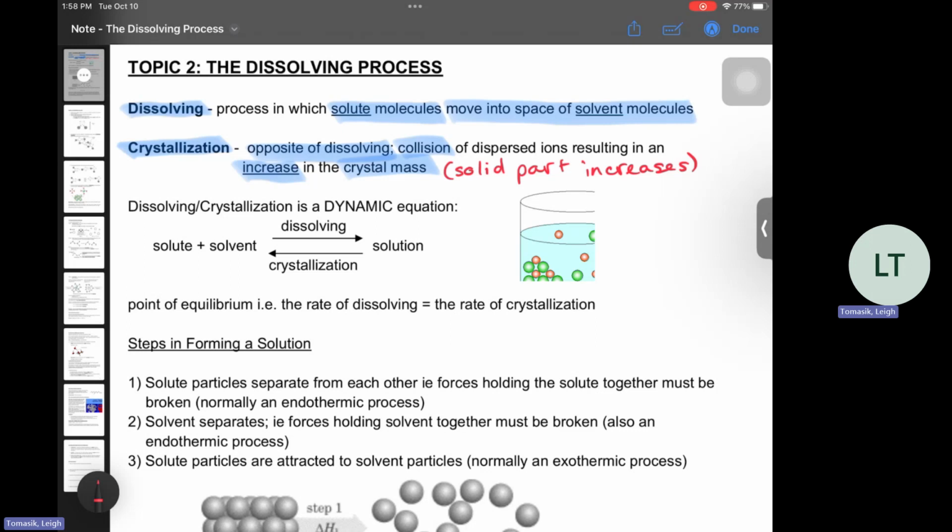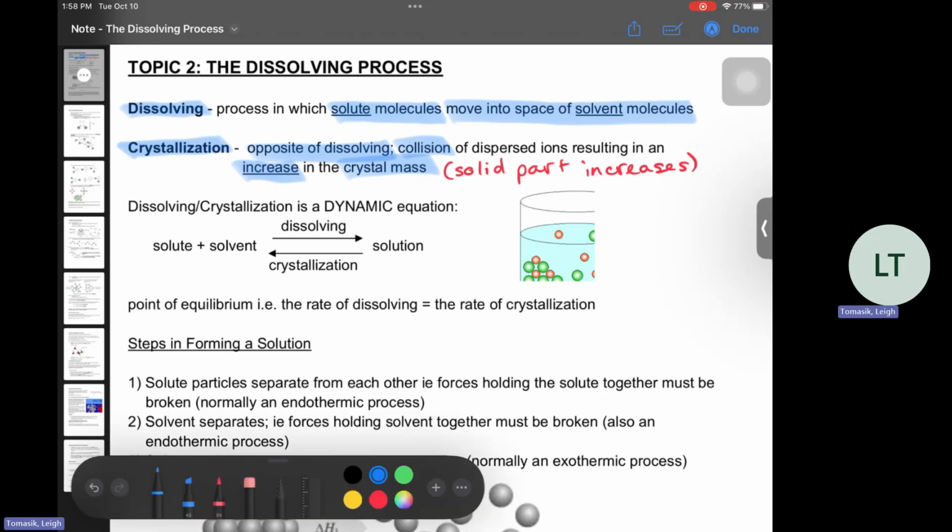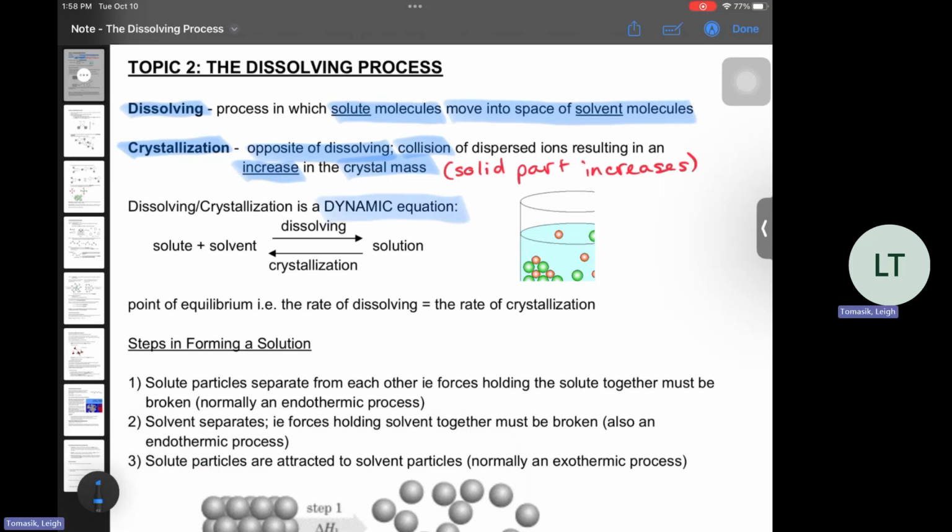Dissolving and crystallization is what's called a dynamic equilibrium, meaning I can make it go both ways. Okay, if I have a glass of water and I start shaking salt into it, eventually there will come a point where no more salt will dissolve, and then you'll see solid salt start to build up on the bottom of the glass, right? I could add more water to that, and that salt that's on the bottom of the glass that's solid would go into the solution because now there's more water molecules for them to go between, right?